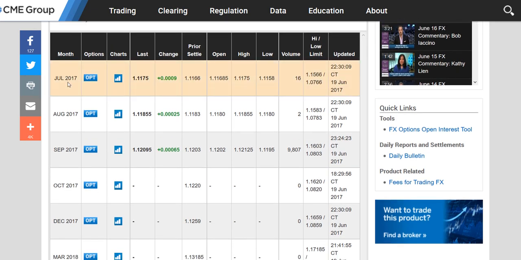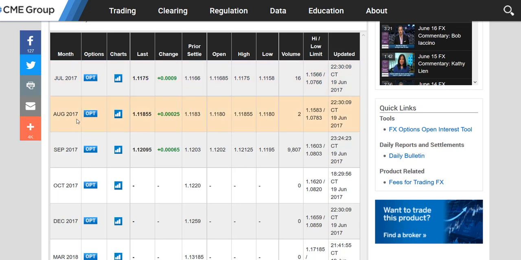So currently, the Chicago Mercantile Exchange is offering futures contracts where the euros are delivered in July at $1.1175 per euro. This is the amount of the change compared to the prior settlement. This is how much it opened that day. What was the highest paid on that day and the lowest? So you see some variation. And there were 16 contracts transacted.